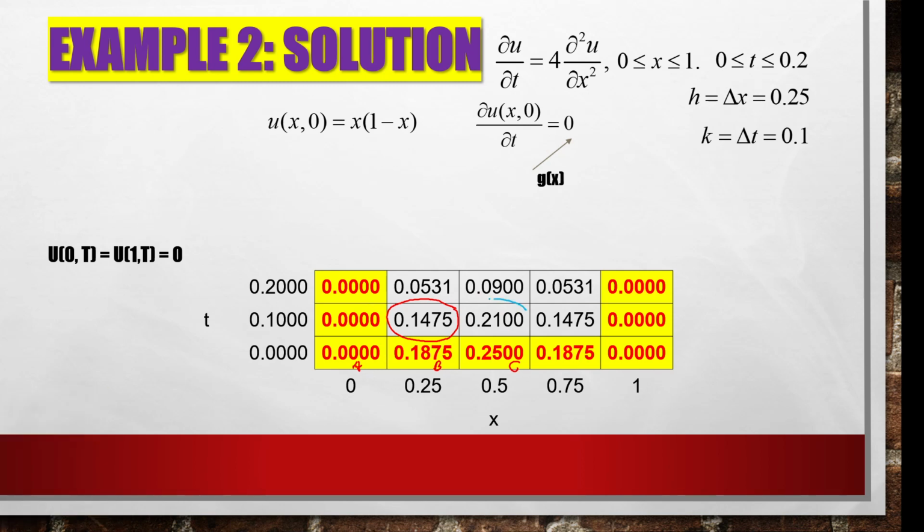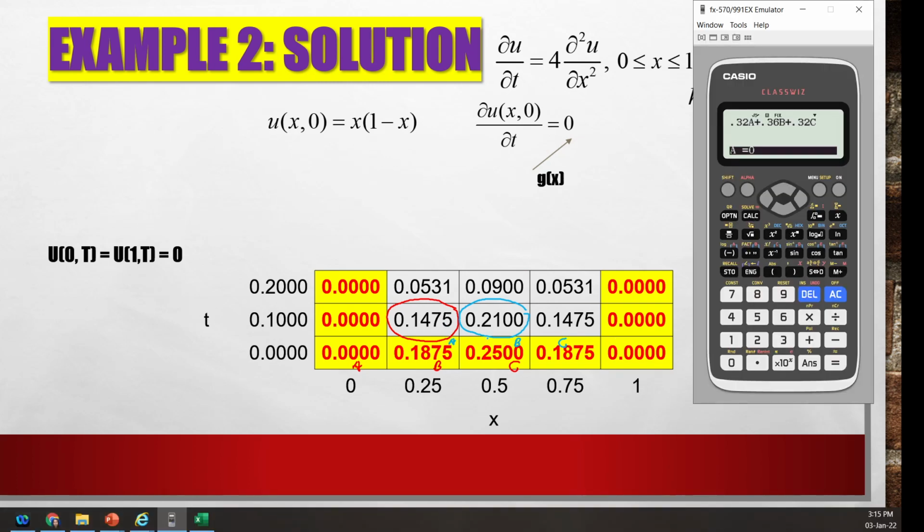Later on, to calculate U21, let's say I just change color. Let's say to calculate the blue, then A, B, C. Because the pattern is repeated, you just key in the U11 formula. You can copy down the formula in Excel. So you calculate again. A is 0.1875, B is 0.25, C is 0.1875. So 0.21.